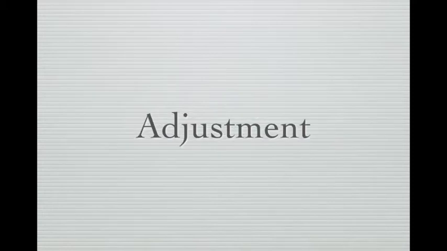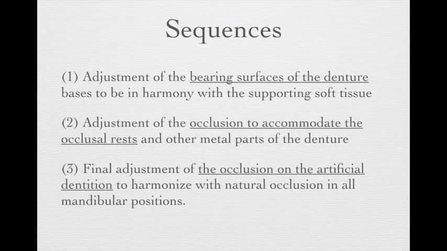After that, you will send your setup to the lab and they will finish your RPD. Now that's the final step: we will deliver the RPD. First of all, before you do a delivery, you have to do adjustments. When you do adjustments, you should follow this sequence. First, adjust the bearing surface of the denture base. The second is to adjust occlusion to accommodate the occlusal rest and the other metal parts of the denture. The final adjustment is the occlusion on the artificial dentition.